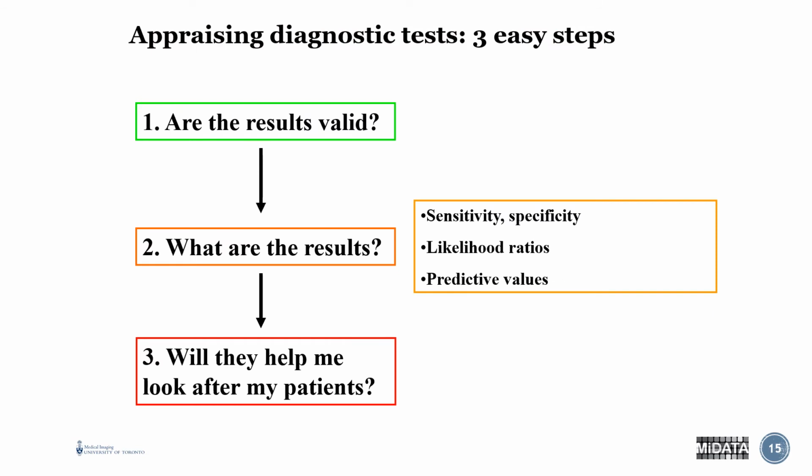So up till now, we've been looking at the validity of the results. And in the previous slide, we looked at a systematic review from JAMA that expressed a whole bunch of study characteristics that were important to be met in order to reduce the possible bias in the results of your diagnostic study. Now, next, what we want to look at is what are the results?